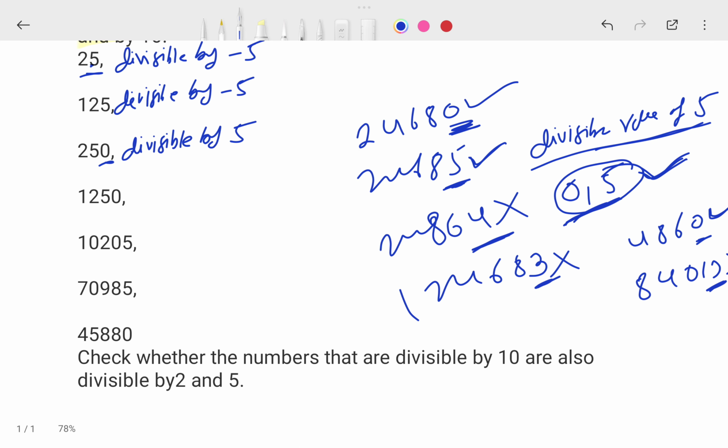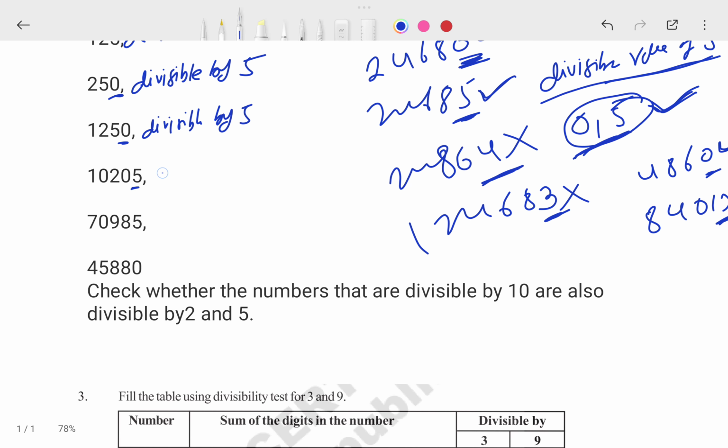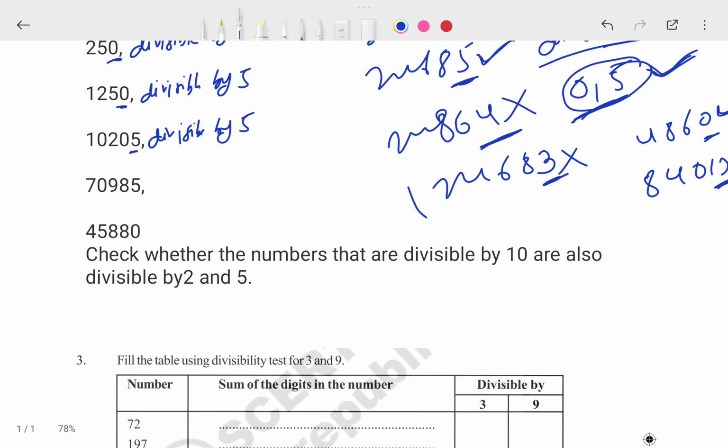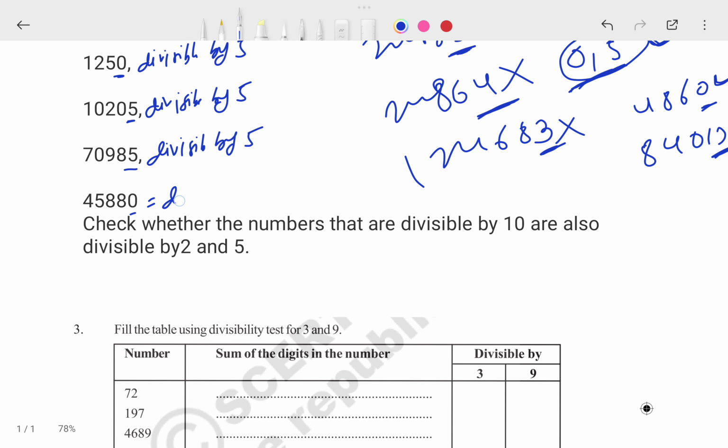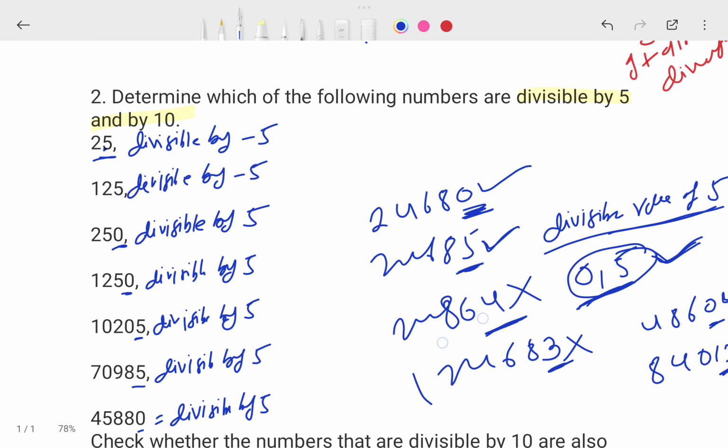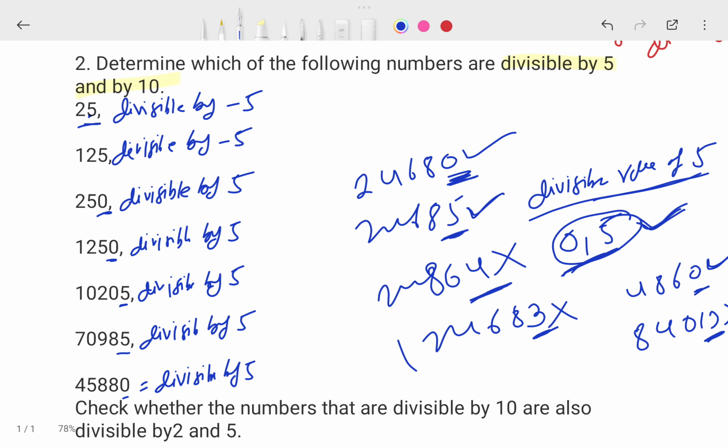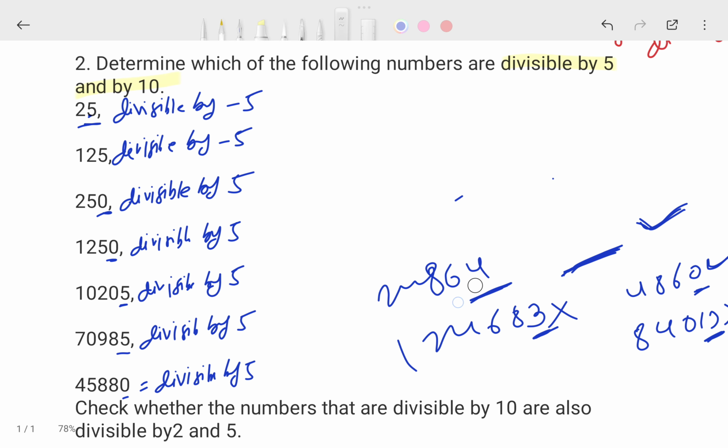Here the end number is 0, so this is also divisible by 5. Here the end number is 5, so this is also divisible by 5. Here the end number is 5 also, it's also divisible by 5. Here the end number is 0, it's also divisible by 5. So all the numbers given here are divisible by 5. Why? Because the end number is 0 or 5. If the end number is 0 or 5, that number is going to be divisible by 5. Okay, 5 is clear.